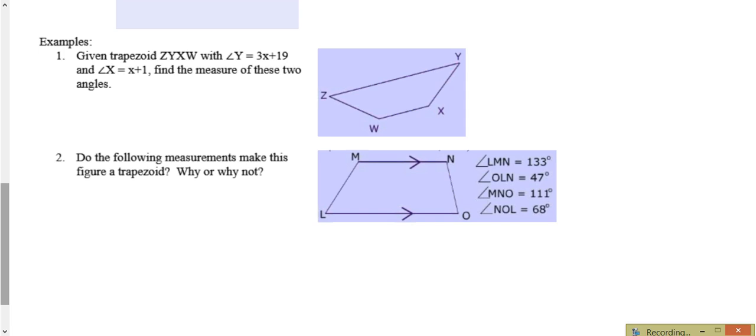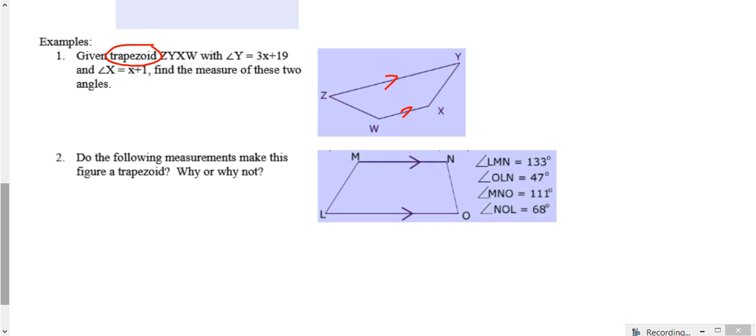Section 1, Video 3. So let's apply some of the things we've just learned to shapes. Now in example 1, they tell us we have a trapezoid. And by definition of a trapezoid, we know that we have one pair of parallel sides. So keep that in mind as we go further, because we'll need those properties of parallel lines to help us.